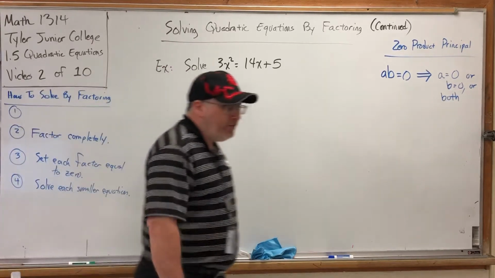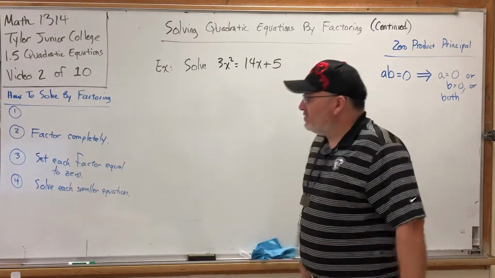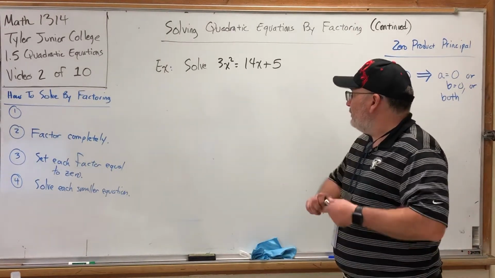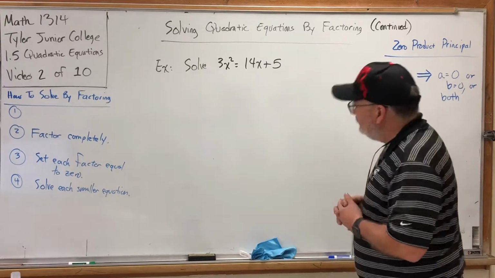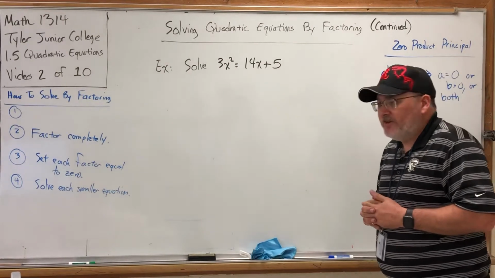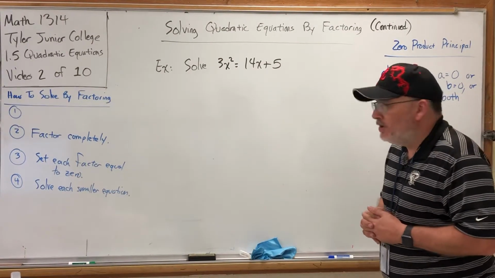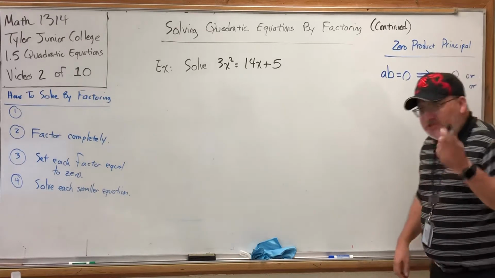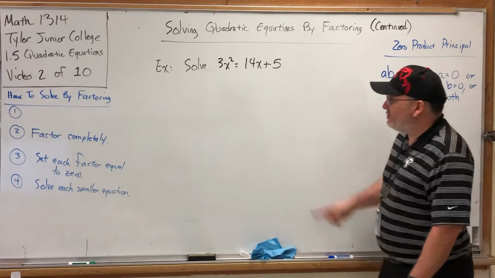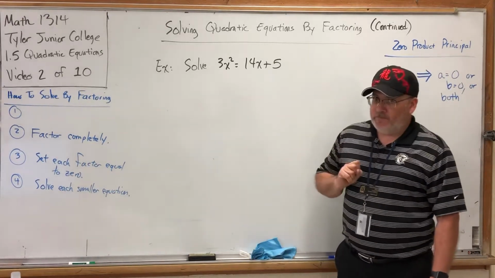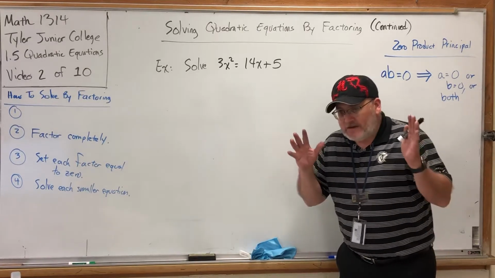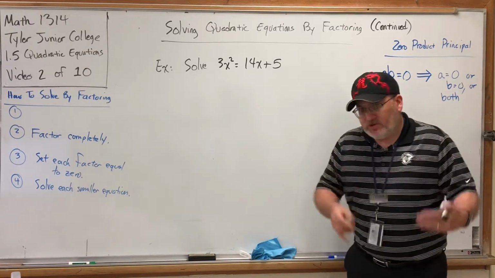Well, what is that first step? Take a look at this example and see if you can tell me. Solve 3x squared equals 14x plus 5. So, should we factor? Well, the answer is not yet, because the zero product principle starts out by saying if a product is equal to zero, and this is not equal to zero. Factoring is useless in this context if an equation is not equal to zero.